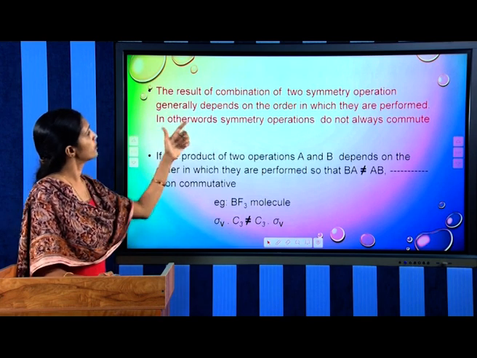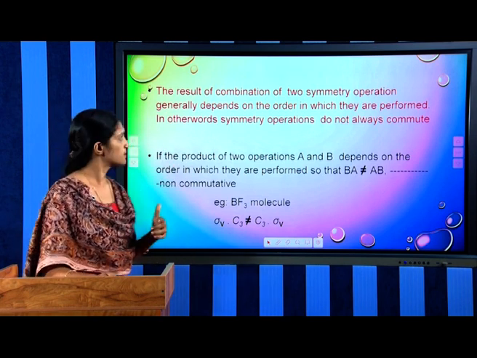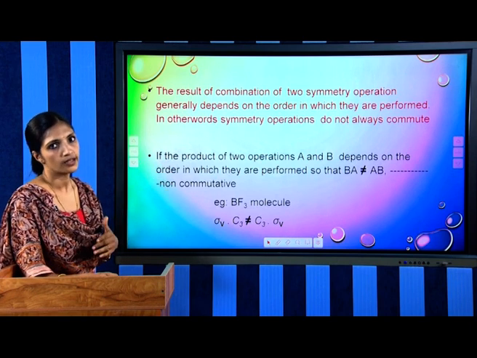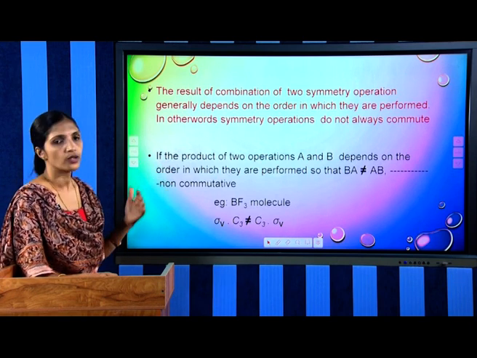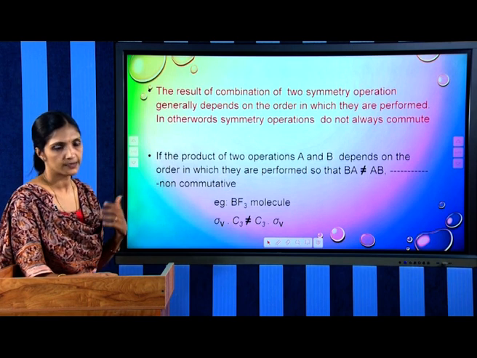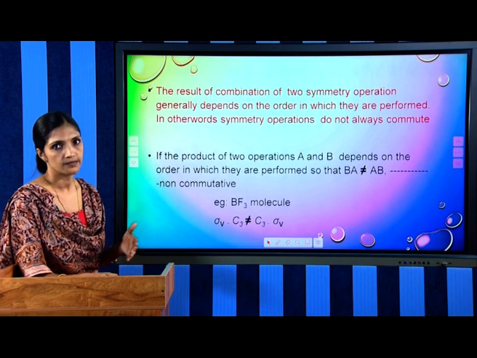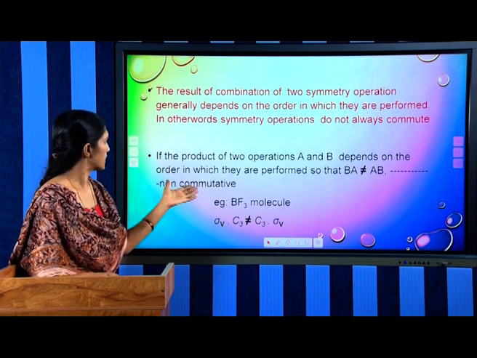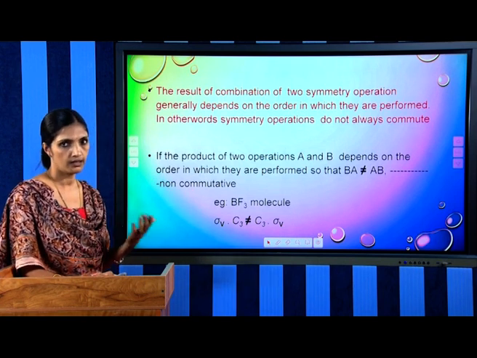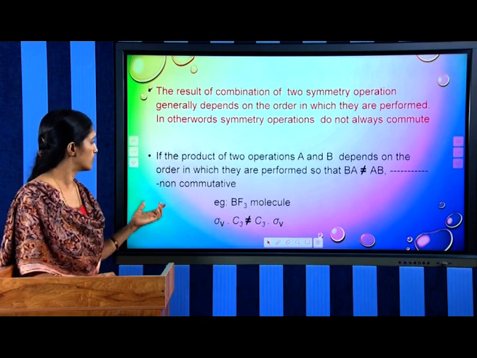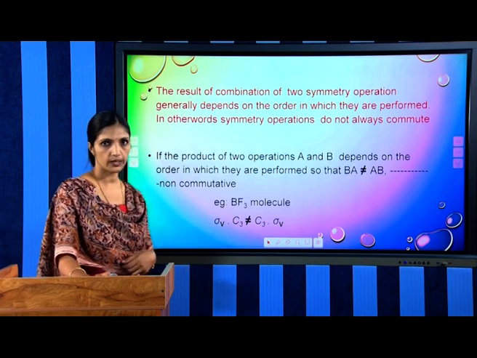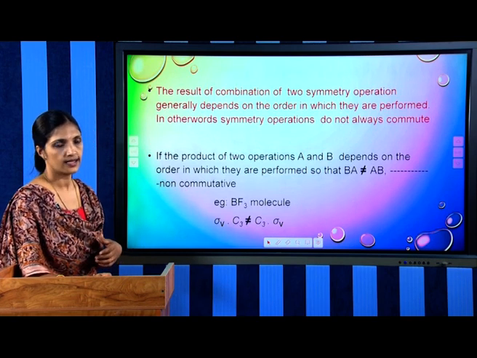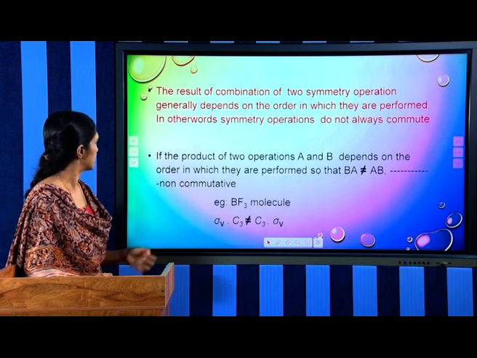So, the result of combinations of two symmetry operations generally depends upon the order in which they are performed. They do not always commute with each other. Sometimes they commute with each other and sometimes they do not. For non-commutative operations, we look at the example of the BF3 molecule. So, what are these non-commutative operations? We have to define them.